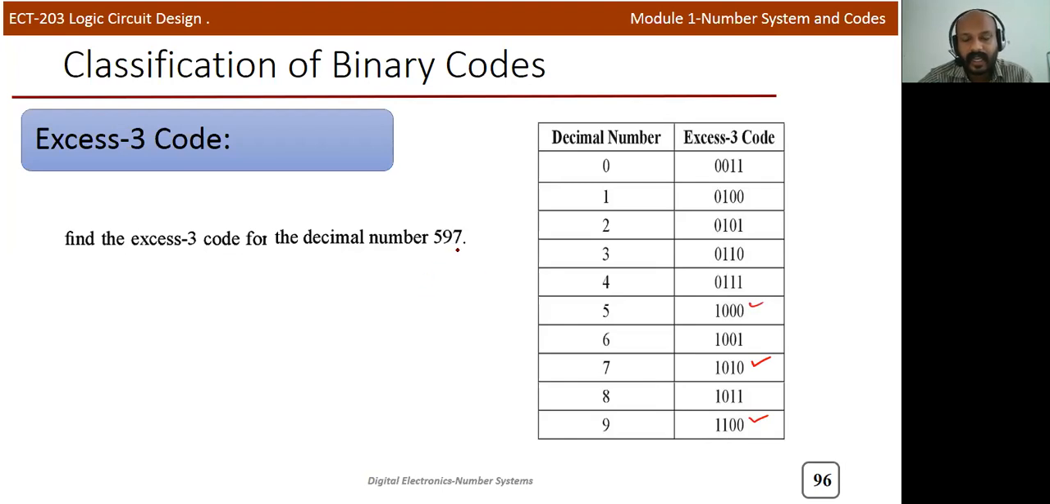So 7 plus 3, you will get 10. So this is a binary equivalent of 10. 9 plus 3 is 12. So this is a binary code for 12. And 5 plus 3, you will get 8.